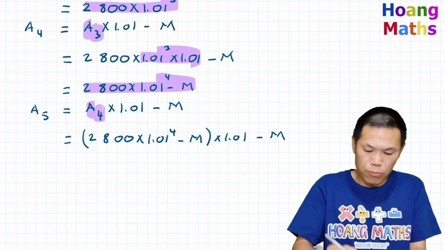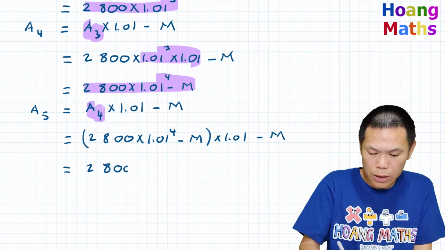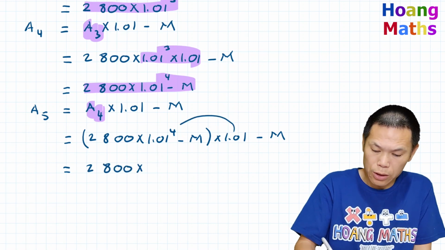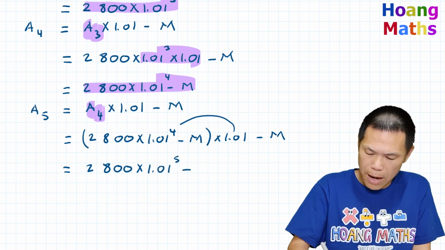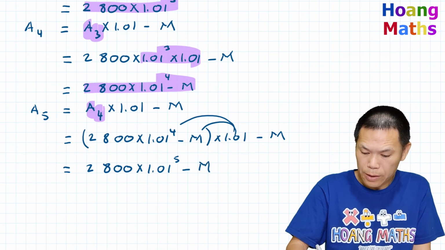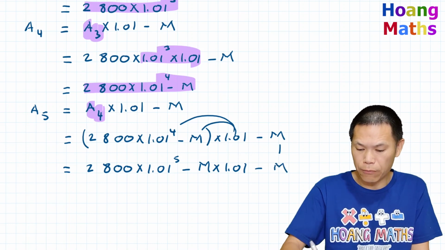So let me just remove the brackets. That will give me $2,800 times 1.01 to the power of 5, minus, and multiplying this together gives M times 1.01, minus M, this M here. Don't forget.